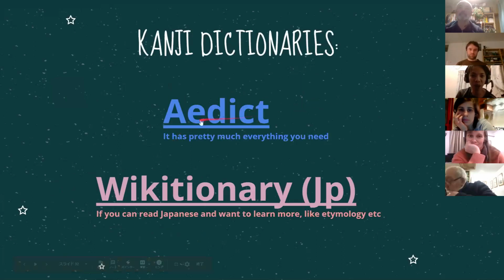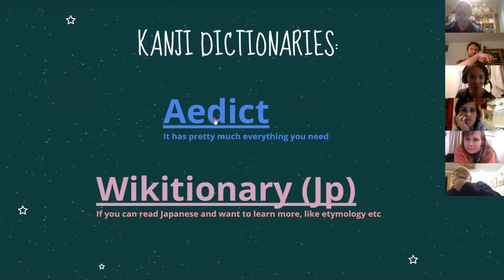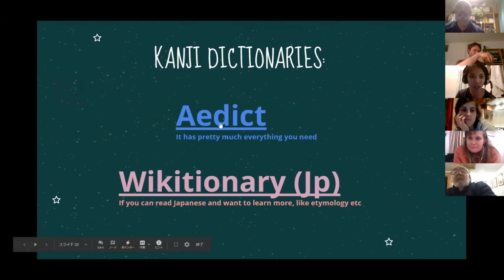So here are some kanji dictionaries. You can use AEDIC, of course. It has pretty much everything you need. Okay, so it's AEDIC.